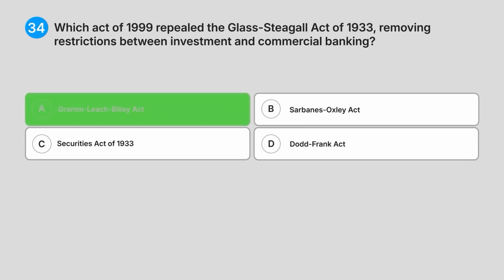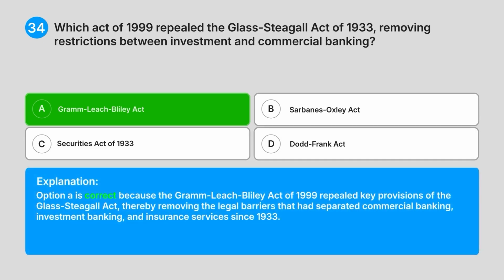Correct answer: A. Gramm-Leach-Bliley Act. Explanation: option A is correct because the Gramm-Leach-Bliley Act of 1999 repealed key provisions of the Glass-Steagall Act, thereby removing the legal barriers that had separated commercial banking, investment banking, and insurance services since 1933.